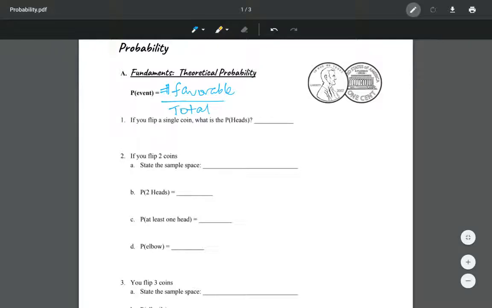For example, if you flip a single coin, what's the probability of getting heads? Well, we've got a coin here, and there are two possible outcomes. We call this the set of possible outcomes the sample space. So H, T. So the number of favorable outcomes would be 1, and that would be heads, over the total number of outcomes, which is the number in my sample space, and that's 2. So we could describe that as 1/2, or we could use the decimal 0.5, or the percentage form, 50%.